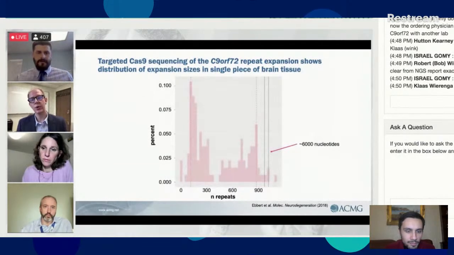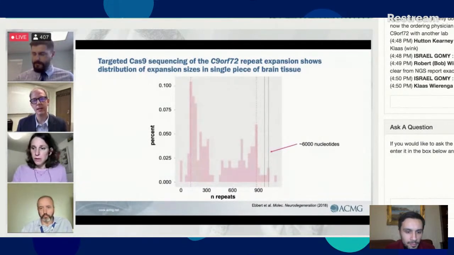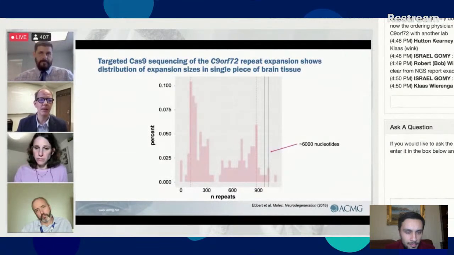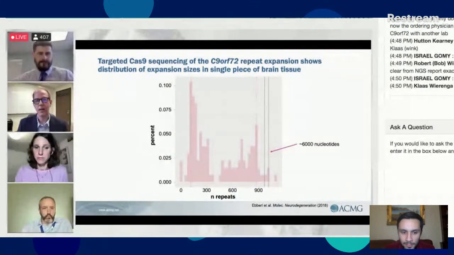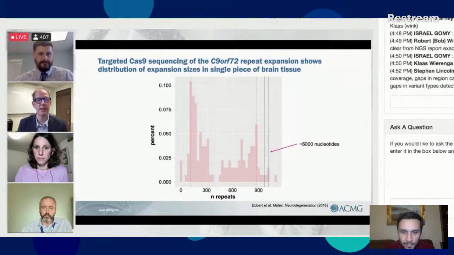And I wanted to lastly show an example of targeted data using the Cas9 approach with PacBio, where this is again from an actual patient sample, where we were able to observe a distribution, again confirming the mosaicism, the varying size of the C9orf72 repeat expansion. And in this case, the max size that we observed was about 6,000 nucleotides, which well represented the patient sample.